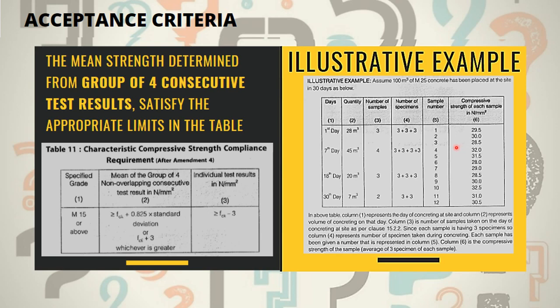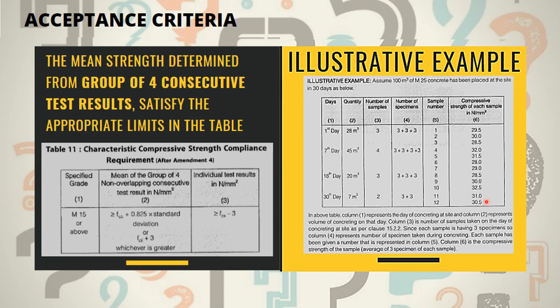So non-overlapping means 3, 4, 5, 6, or we can take 5, 6, 7, 8, but we should not take 1, 2, 5, 6, or 3, 4, 9, 10. We should not take these numbers.